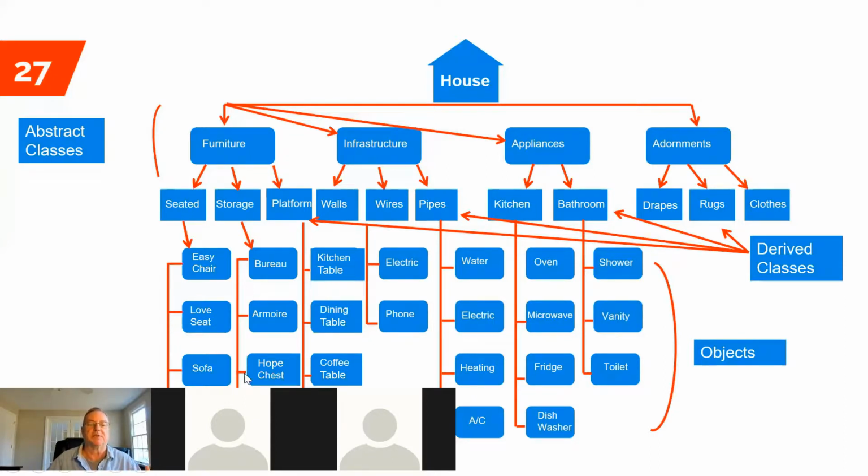A love seat compared to a hope chest, compared to a coffee table, compared to an air conditioner or a dishwasher. These are objects compared to derived classes versus abstract classes.